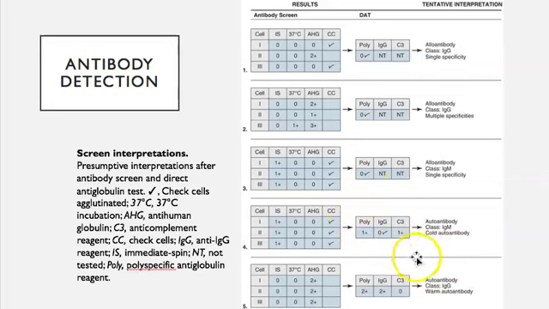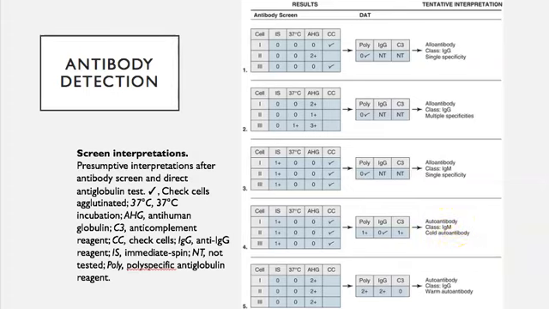So because our DAT is positive, this indicates an autoantibody. It's still IgM class because it's reacting at those colder temperatures. So we would label this as a cold autoantibody. We still would have to determine the specificity of that antibody, but we know we've got a cold auto.